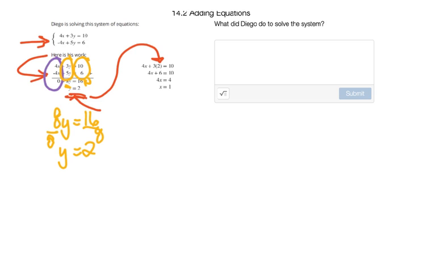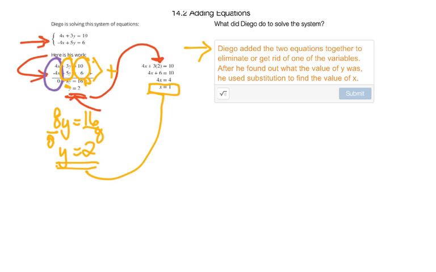All right, so what did he do to solve the system? He added these two equations. He added them together, and then he used substitution. Once he found the value of y, he used substitution to figure out what x was. So go ahead and let's type that into this box right here.